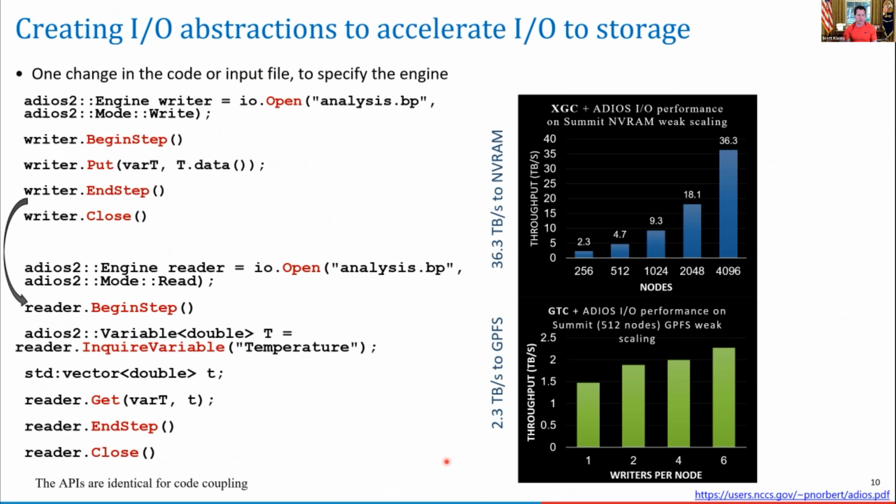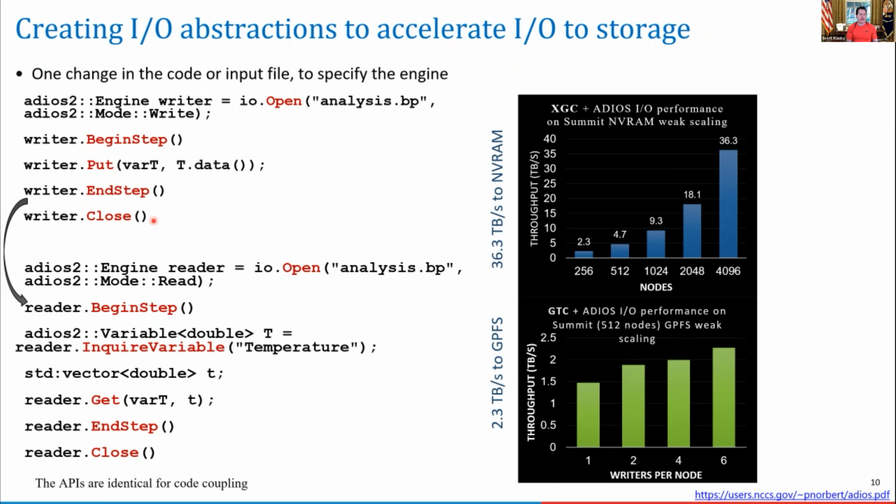So let me continue and say that, again, there are some performance numbers. This is part of the WDM ECP app. These are 2 different fusion codes. What you can see is that if you write on Summit to the NVMe for temporary storage, you can get over 36 terabytes per second of throughput. And with GTC, going to GPFS, you can get about 2.2 terabytes per second. These are just parameter tuning that you do.